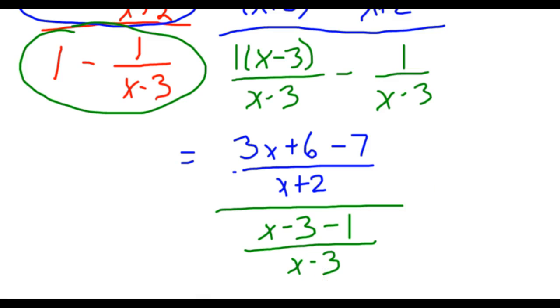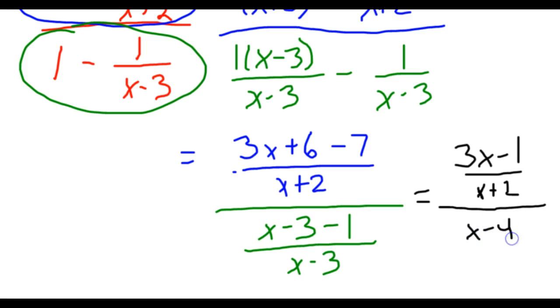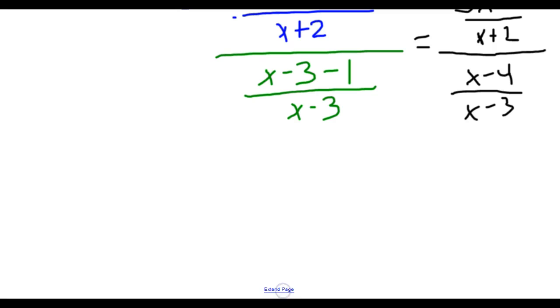So we try to simplify this now. Numerator over here, 3x plus 6 minus 7. That becomes 3x minus 1 divided by x plus 2. That divided by x minus 3 minus 1 is x minus 4, all divided by x minus 3. So we have a fraction within a fraction, so that means we can multiply by the reciprocal.